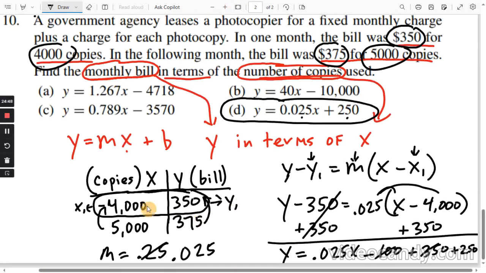Okay, if you want to use y equals mx plus b, you plug in this point and the slope, and you have to solve for b. I like to distribute better, but either way works.